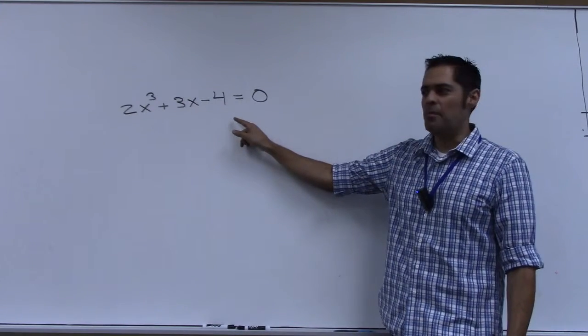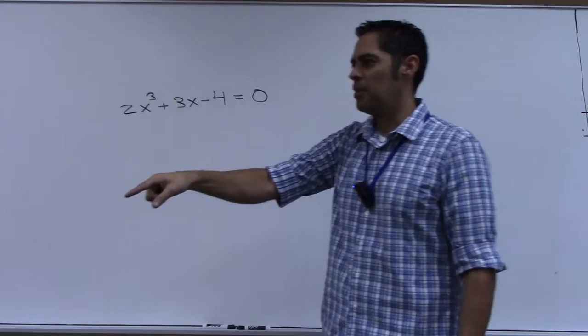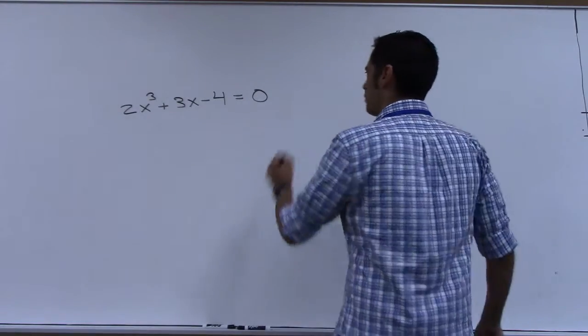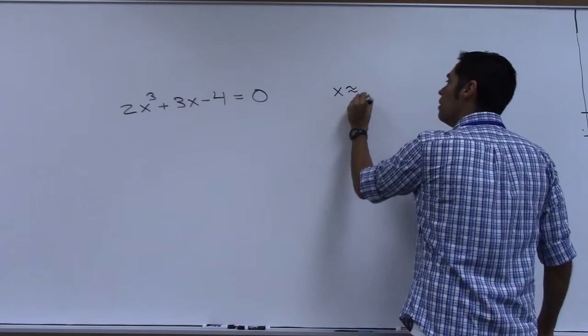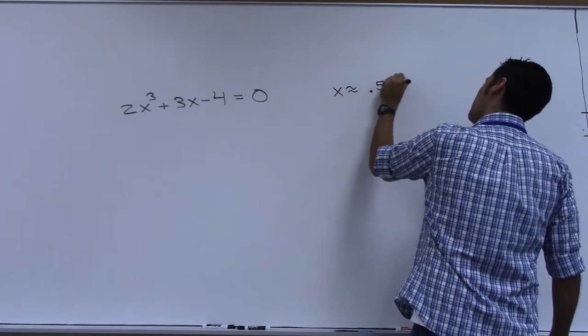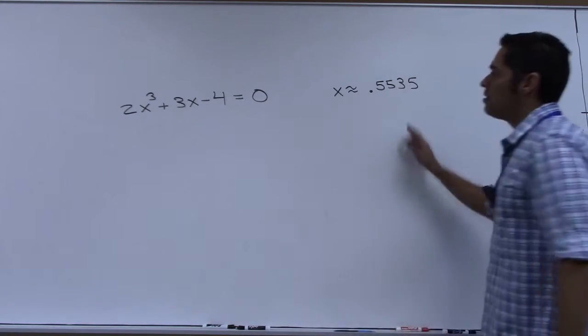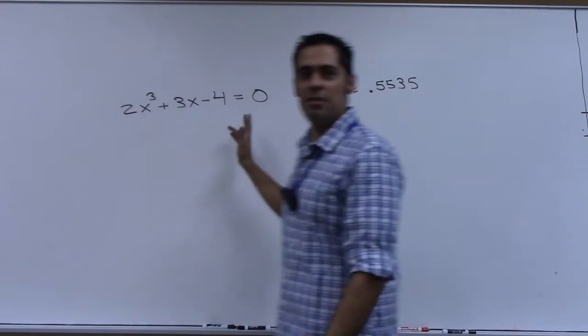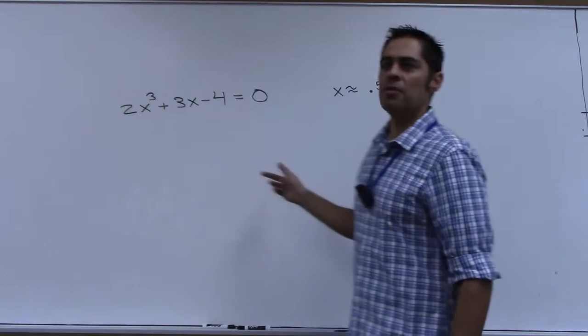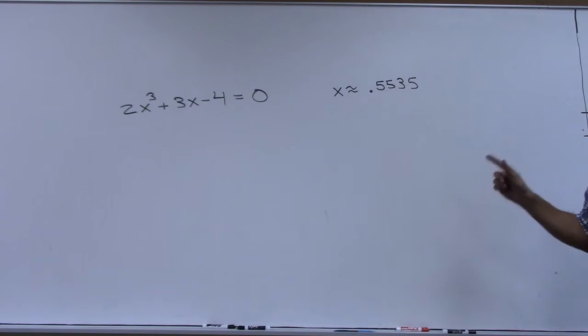Do you remember what the answer was? I went to the computer and got it. About 0.5535. X is about what? 0.5535. Yeah, that was it. Okay, so this is what we did. I said, I can't do that. We can't do that, right? We went to the computer and solved it. All right, let's just see if Newton's method even gets us close.